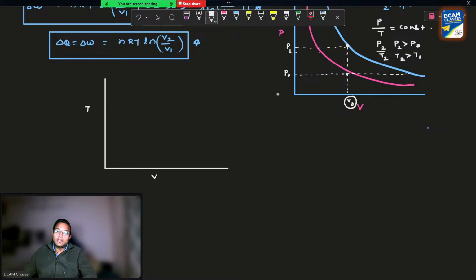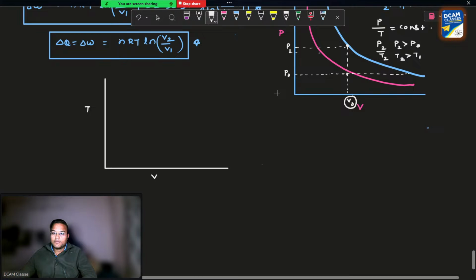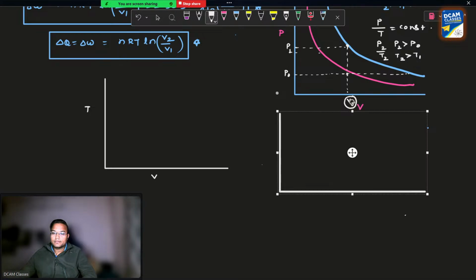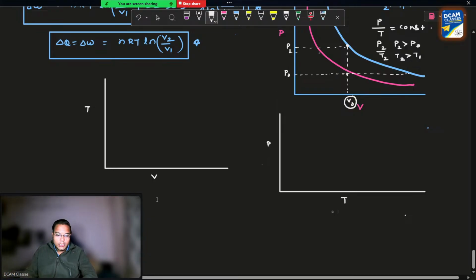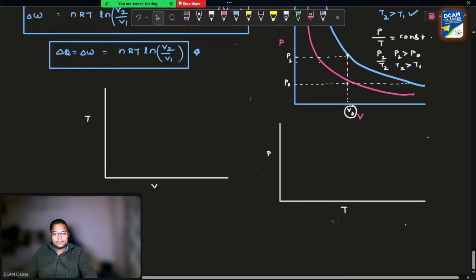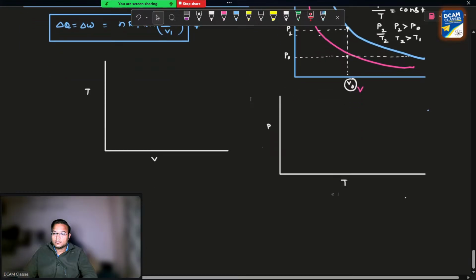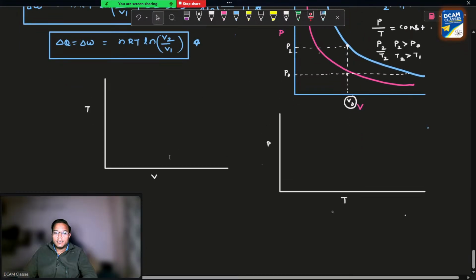After this, draw me this graph. PV graph you already know. TV graph we already know. TV graph you have to draw. And one more PT graph you have to draw. Do it quickly. Then we'll give you some questions to solve. Haripriya, tell me quickly. What should be the TV graph?